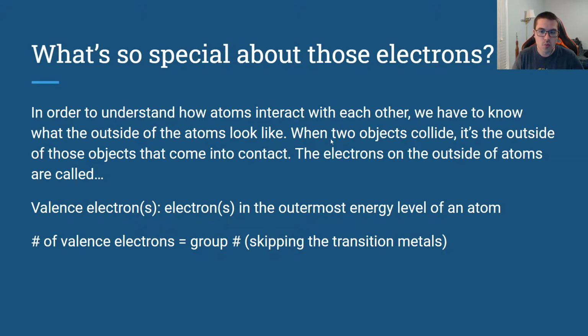Think about it like this, right? When two objects collide with one another, say two atoms, it's the outside of those objects that come into contact first, right? It's the outside that interact with each other first. So the electrons on the outside of atoms are really important. Once again, those are called valence electrons. Those are the electron or electrons in the outermost energy level.